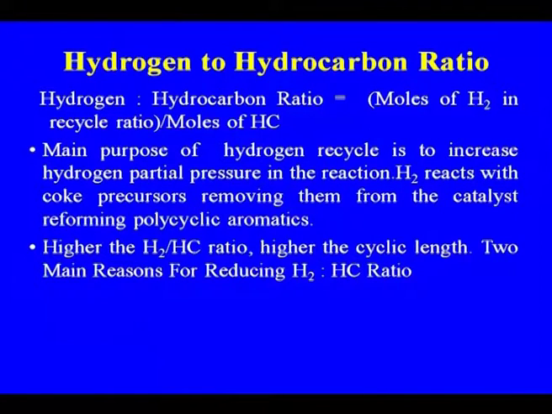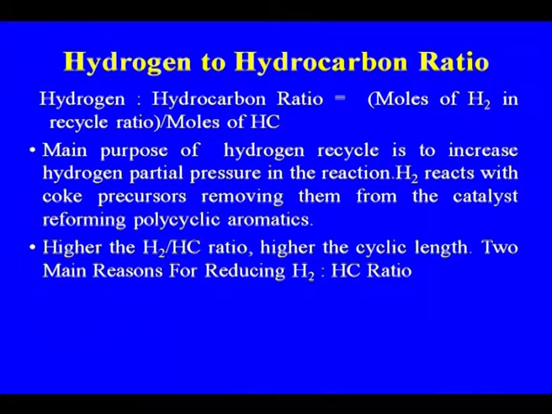Hydrogen to hydrocarbon ratio is very important in the catalytic reforming process, and it is defined as the moles of hydrogen in the recycle divided by the moles of hydrocarbon. The main purpose of the hydrogen recycle is to increase the hydrogen partial pressure in the reactor. Hydrogen reacts with the coke precursors, polycyclic aromatics, removing them from the catalyst. Higher the hydrogen to hydrocarbon ratio, higher the cycle length.